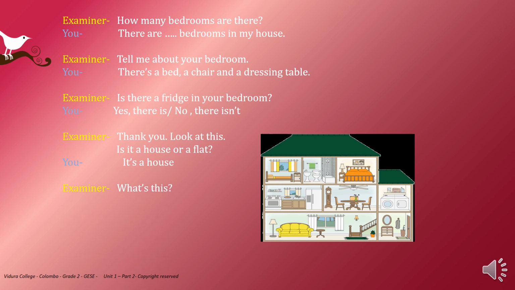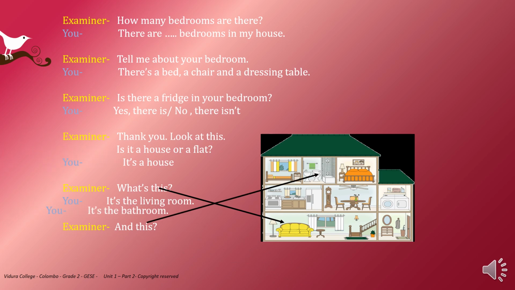Good. Then, what's this? The examiner will point to some room and then ask you, what's this? Yes, you know the answer. What's this? It's the living room. What's this? It's the living room. And this? What's this? Yes, it's the bathroom. It's the bathroom.